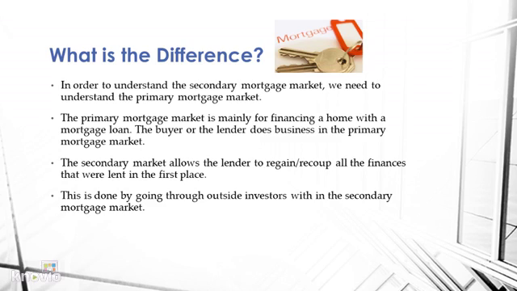So, what is the difference between the primary mortgage market and the secondary mortgage market? In order to completely understand the secondary market, we have to re-examine the primary mortgage market first. The primary mortgage market is mainly for financing homes with a mortgage loan. The buyer and lender do business in the primary mortgage market. The secondary market allows the lender to regain all the finances that were lent in the first place. This is done by going through outside investors within the secondary mortgage market.